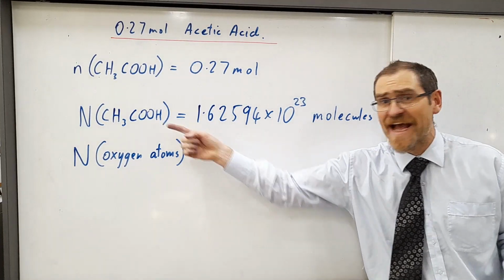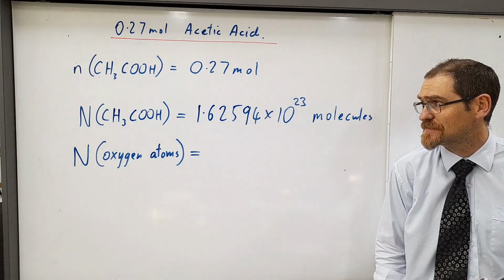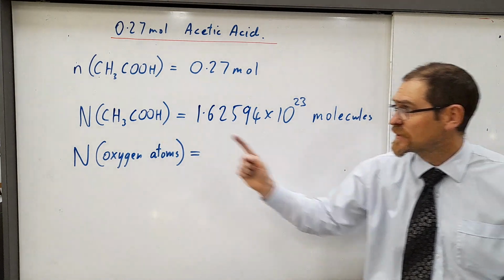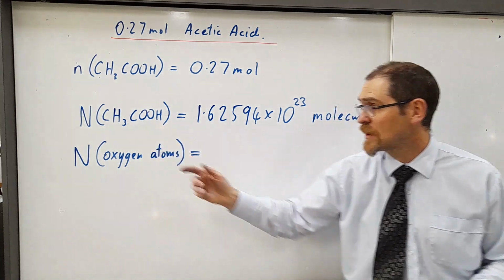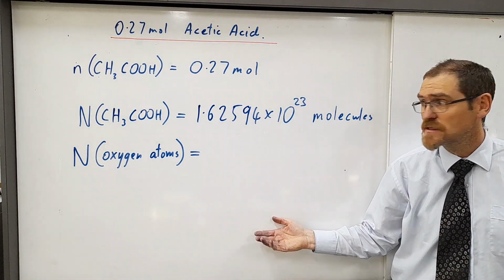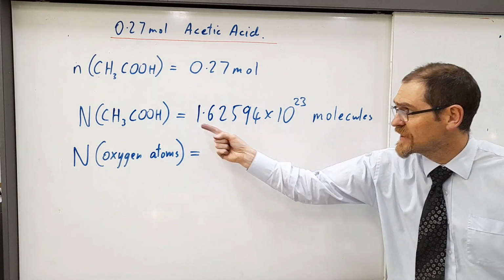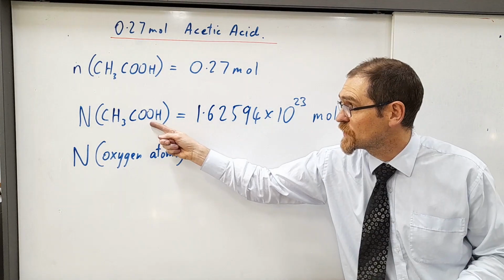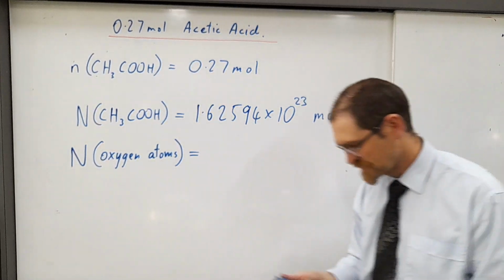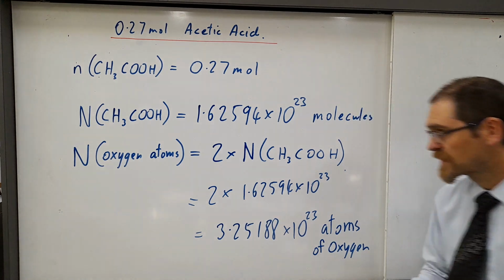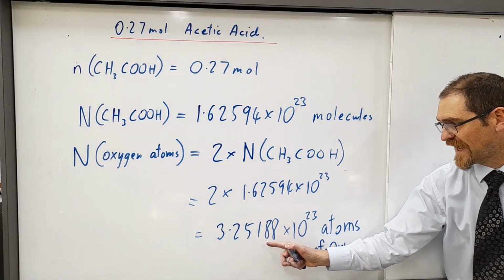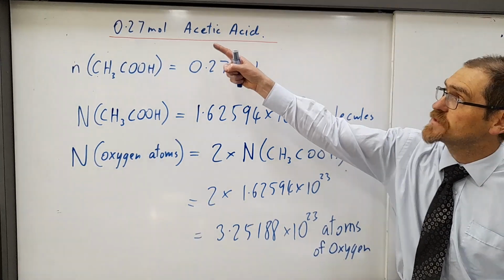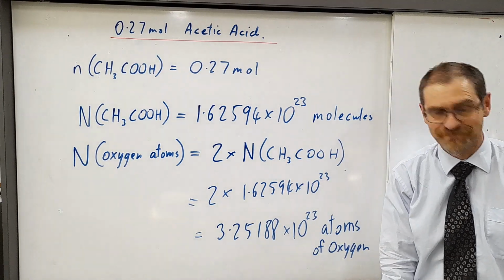How many oxygen atoms are present in this system? Well, in every single one of our molecules of acetic acid, we've got 1, 2 oxygen atoms. So how many oxygen atoms have we got in this many molecules? This many of those. It's 2 times that number. 3.25188 by 10 to the 23 atoms of oxygen in 0.27 moles of acetic acid.